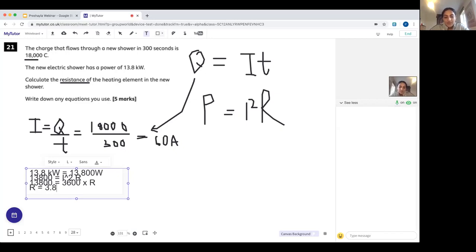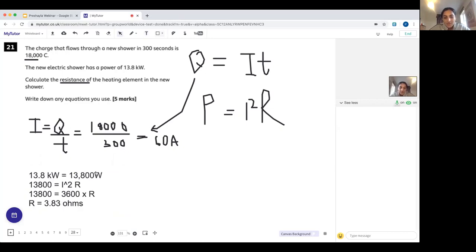So really well done if you got 3.83. It's definitely not an easy question because it involves quite a lot of steps, but well done if you got there. Don't worry if you didn't. Maybe try to have another go after the lesson by yourselves using these two equations.